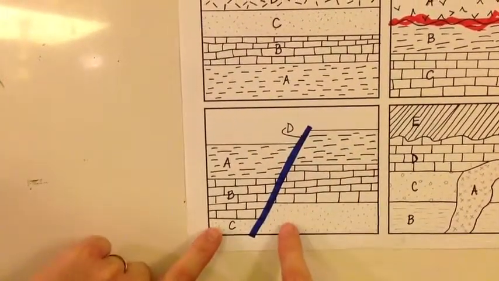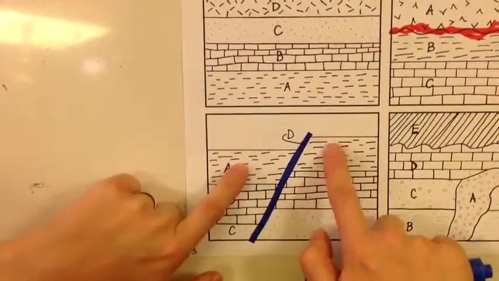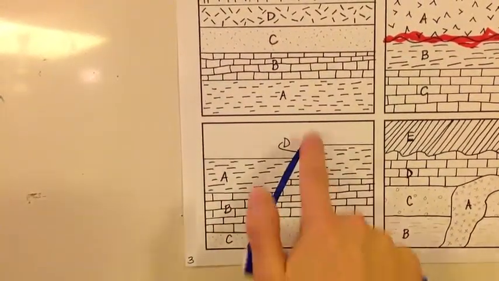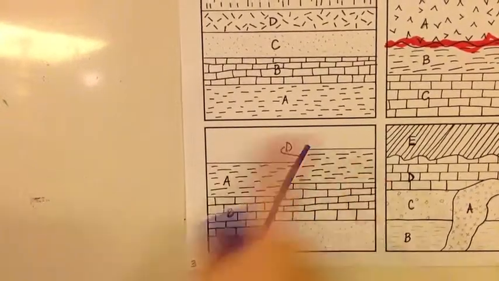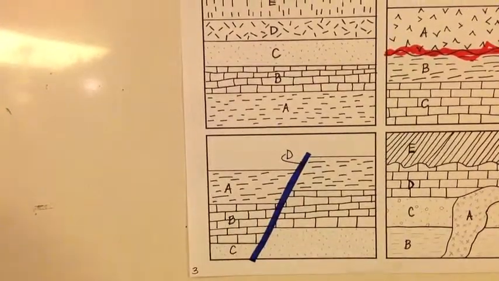So we can see where this rock layer C has been shifted up, and B has been shifted up, and A has been shifted up. A, B, and C were already present, and then the fault occurred. So if I were to age it, the fault would be the youngest in this diagram, because these rocks had to be formed before they could break.